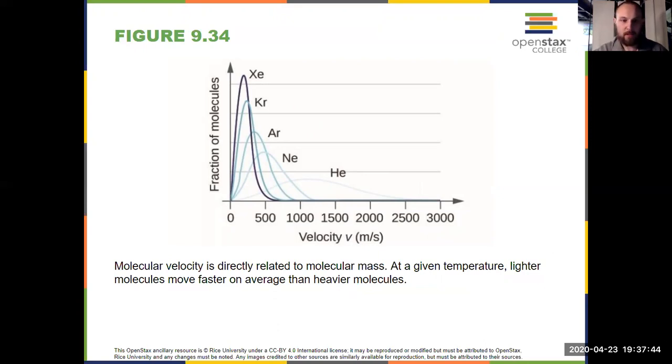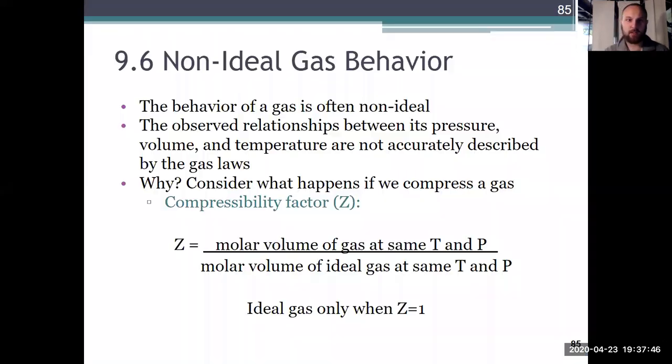So that wraps up 9.5. We finish the chapter with 9.6, looking at non-ideal gas behavior. Everything previously in this chapter was using an ideal gas, but we mentioned the limitations of that at the beginning. Rarely are gases perfectly ideal. So if nothing's perfectly ideal, the ideal gas law doesn't do the best possible job of describing it.